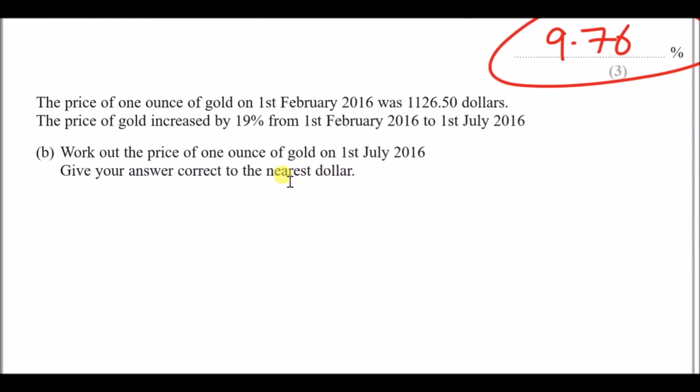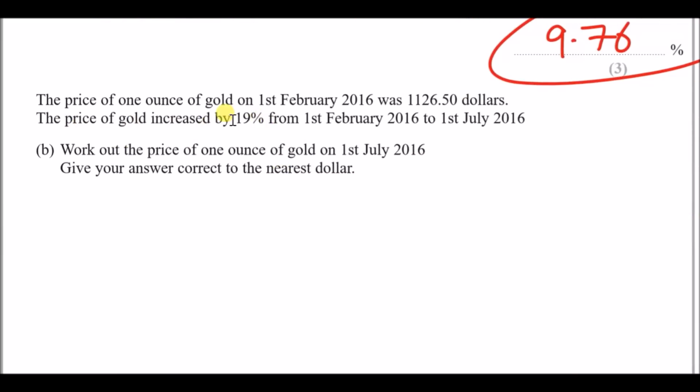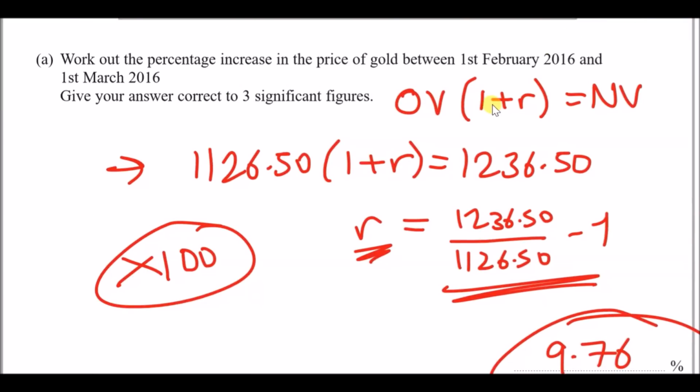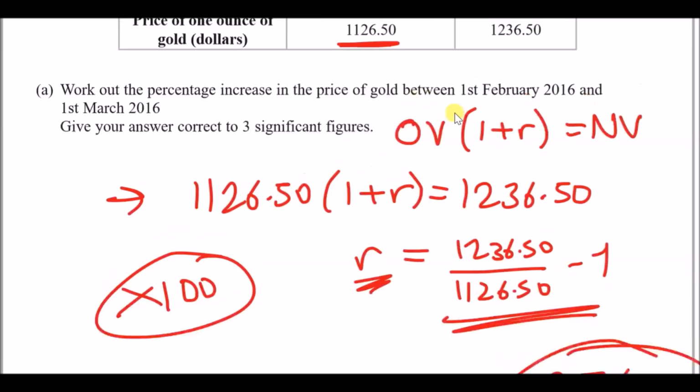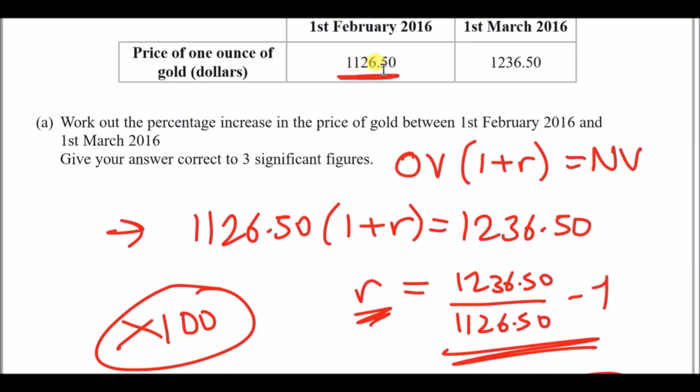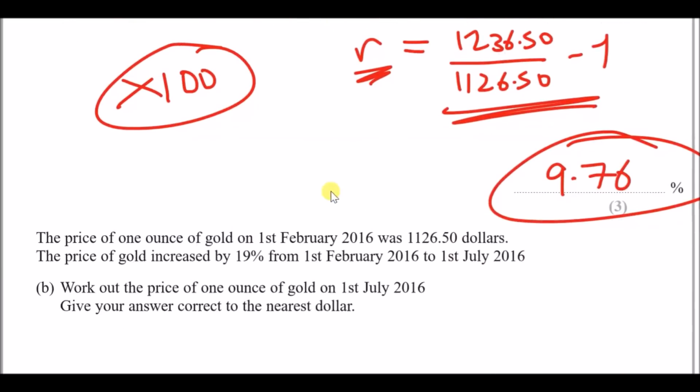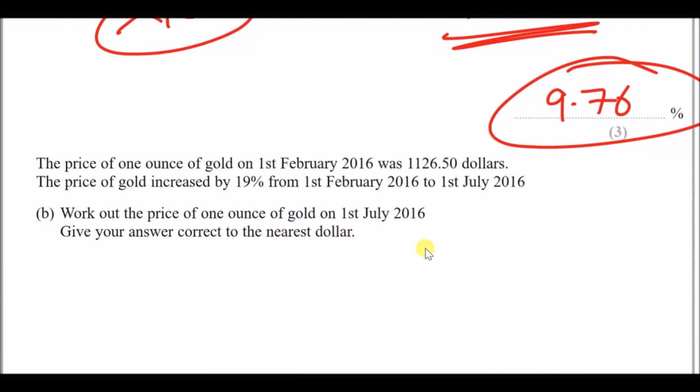The price of gold increased by 19% from the 1st of Feb to the 1st of July. Work out the price of 1 gold on the 1st of July. So they told us everything. We're going to use the same formula, and this time we have the original value, which is 1126.50. We have a rate, which is 19%, and they want us to find the new value.